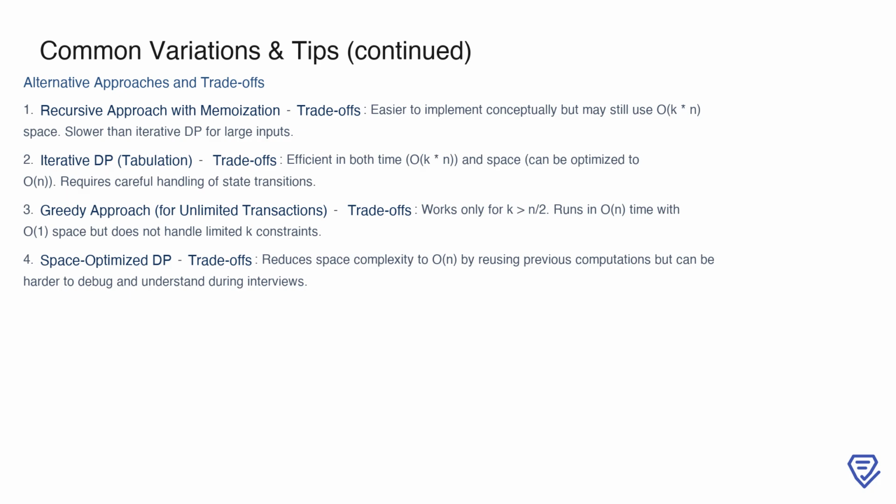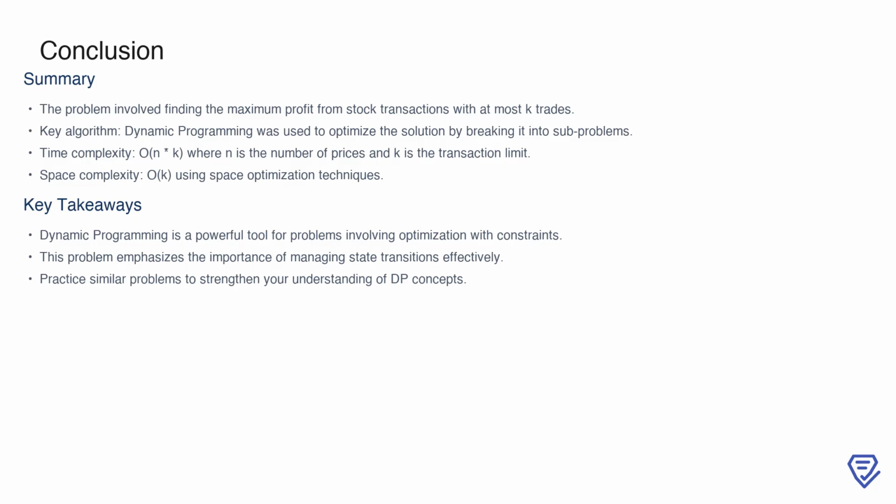Lastly, space-optimized dynamic programming is another option, reducing space complexity to O(n) by reusing computations. While efficient, it can be harder to debug and may require additional explanation during interviews. Choosing the right approach depends on the problem constraints and the trade-offs you're willing to make between simplicity, efficiency, and clarity.